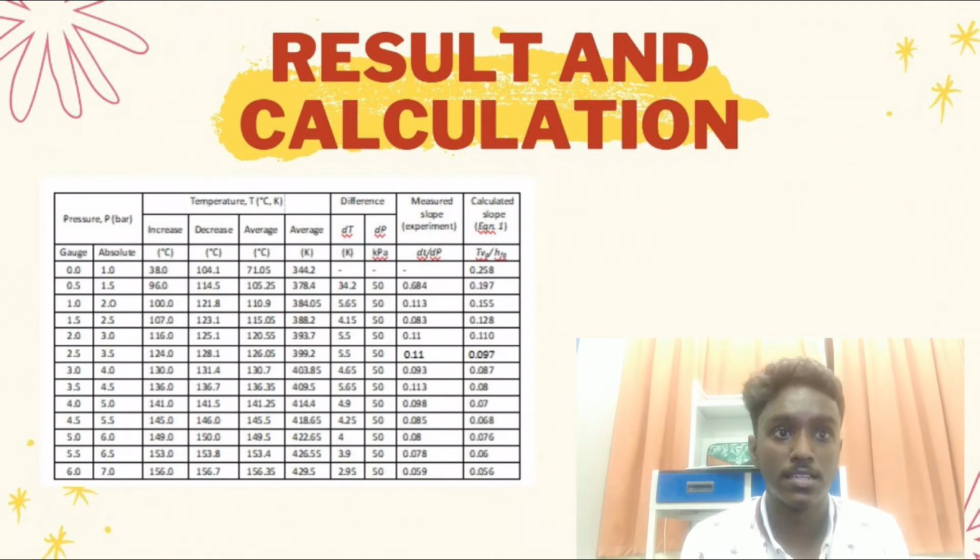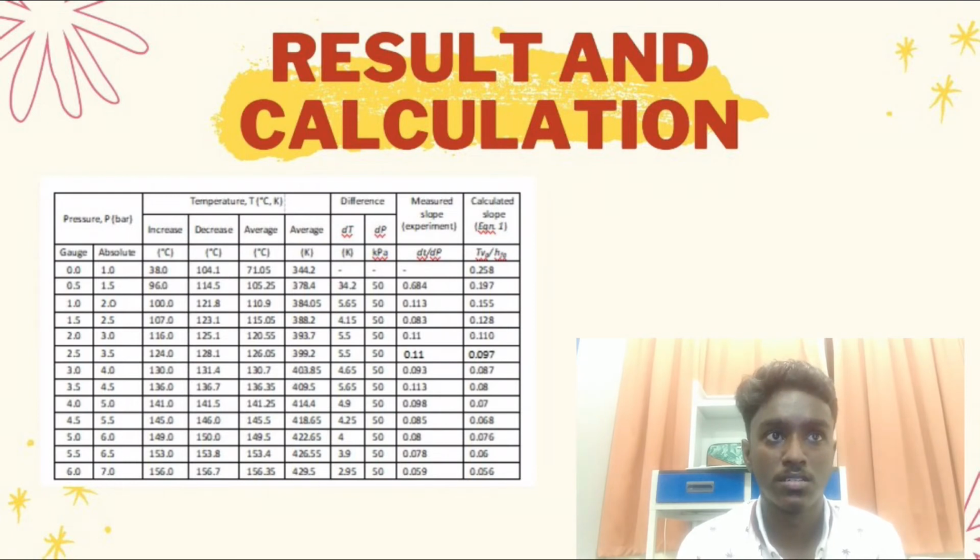We can see the increase and decrease of the temperature, and the average in degrees Celsius depends on the increase and decrease of the Celsius too. And for Kelvin we just add 273.15 to the degrees that we use in increase and decrease to get the average for that. So for the difference, as usual, we have to minus 96.0 degrees with 38.0 degrees to get the difference, and same for the others.